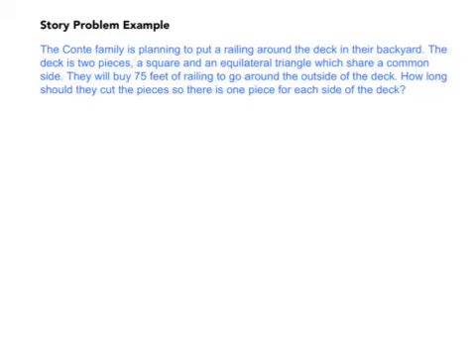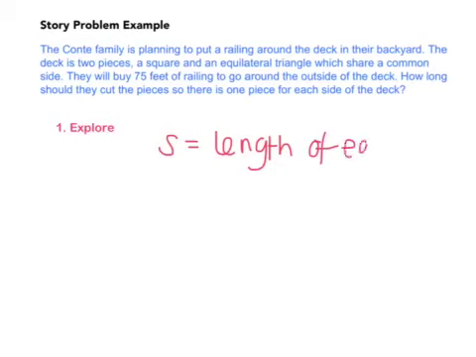In solving story problems, we want to use 4 problem-solving steps. The first step is to explore the problem. For this problem, we will explore the problem and choose a variable to represent the unknown number. The problem asks us to find the length of each side. So let's say that s equals the length of each side.